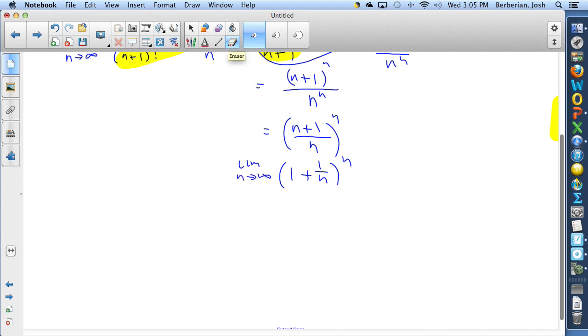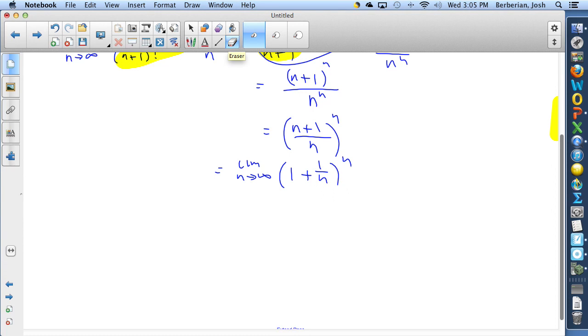So get out your calculator. Try some values for me. Well, that's just 1 plus something really, really small. I'm just rewriting the same thing, right? So what happens when we have 1 plus a 10th raised to the 10th?